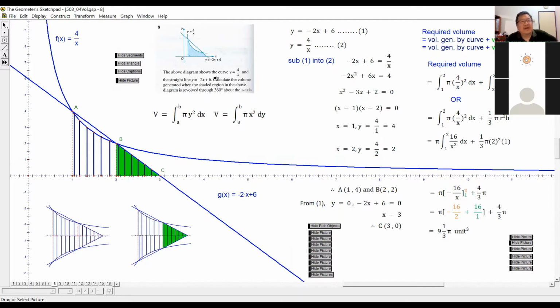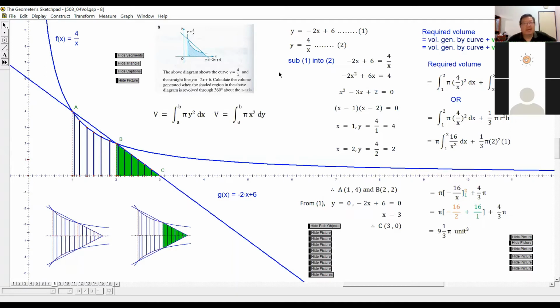Li Ying, you read the question. This one, number 8. The diagram above shows a curve y equals 4 over x and the straight line y equals negative 2x plus 6. Calculate the volume generated when the shaded region in the above diagram is revolved through 360 degrees about the x-axis. Okay, right.